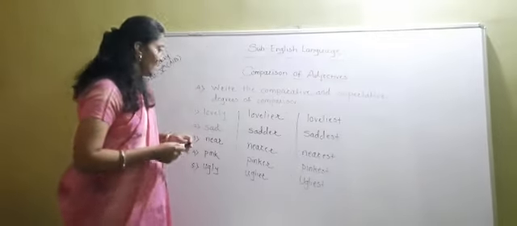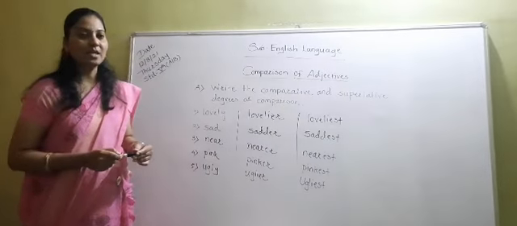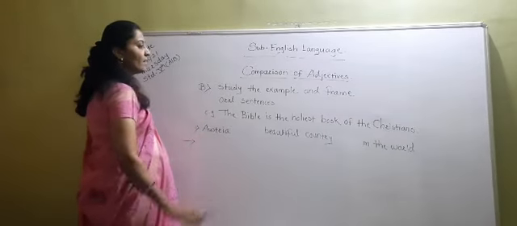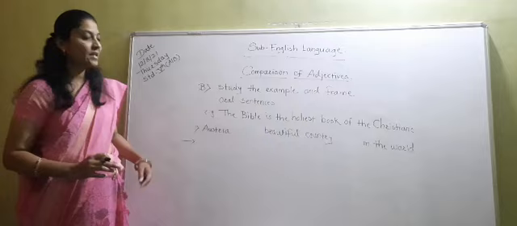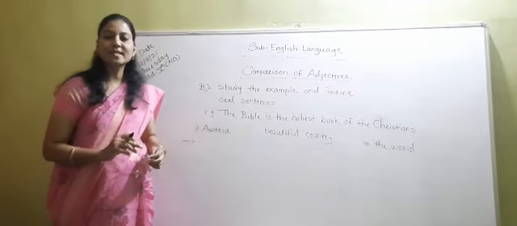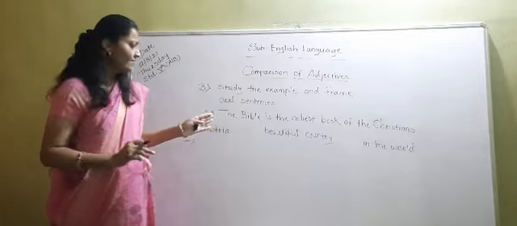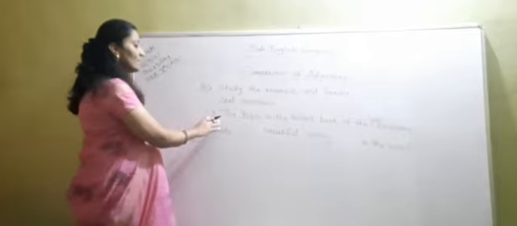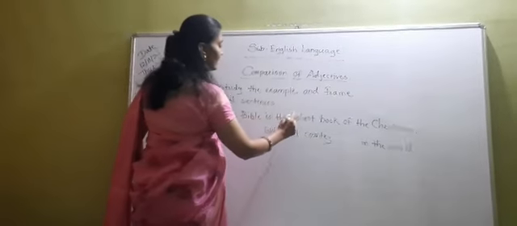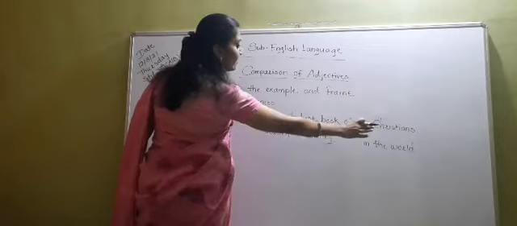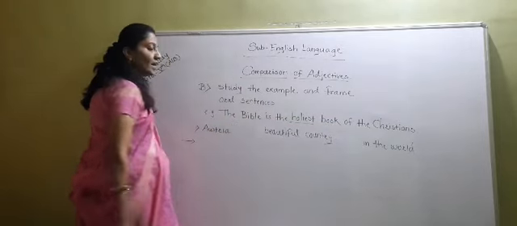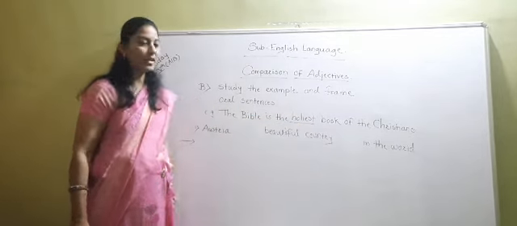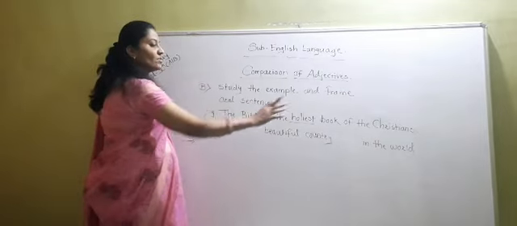Okay. Now let's see question number B. Now students, see question number B. Study the example and frame oral sentences. It is given here that you have to form the oral sentences, but students, I suggest you write down these sentences in your notebook. Okay. So see the example. The Bible is the holiest book of the Christians. So here we have formed the superlative degree by using the word holiest. Okay. So the Bible is the holiest book of the Christians.